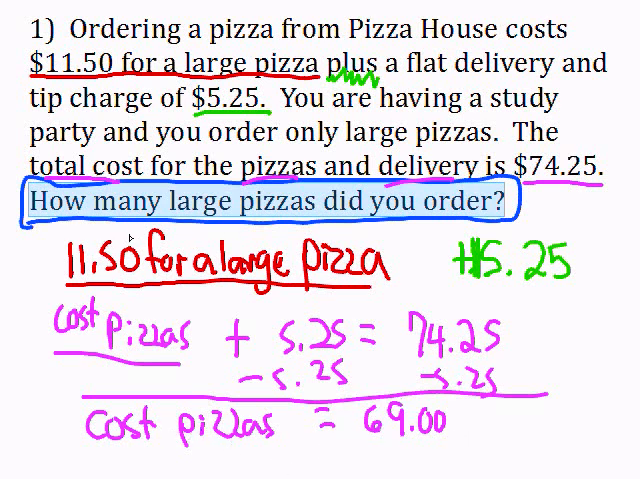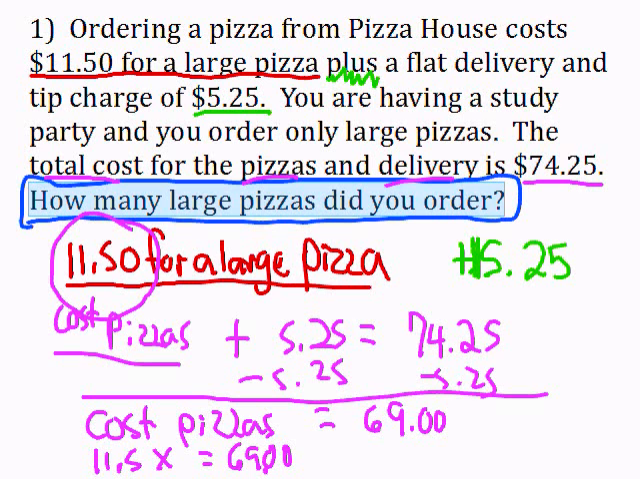So I know my pizzas altogether cost $69. I know that it's $11.50 for one large pizza. So the last thing I would do is I would take $69 and divide it by $11.50 to give me the total number of pizzas. Now if you wanted to see that in an equation, the cost of the pizzas is going to be $11.50 times the number of pizzas, x, is equal to $69.